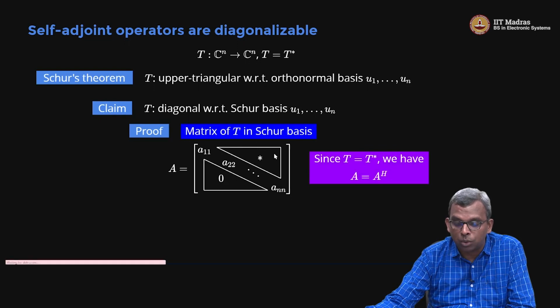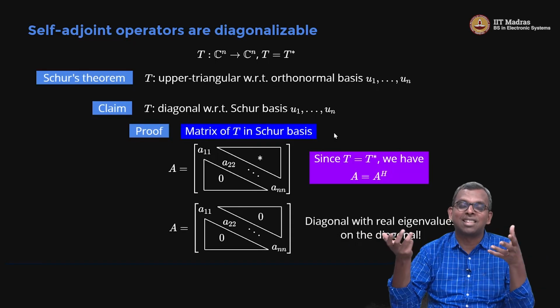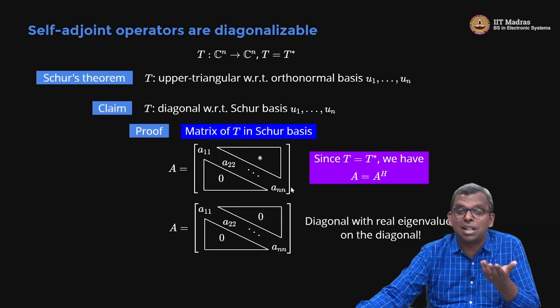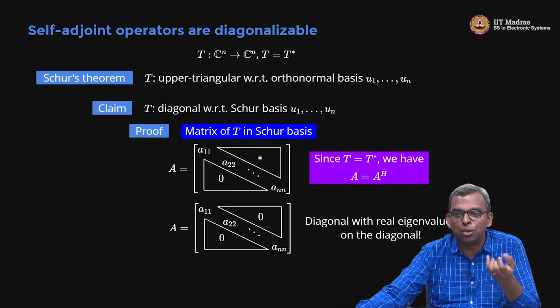Only if this guy is 0, right? This guy has to be 0 and the diagonal elements have to be real. Okay, that's it. It's as simple as that. There's nothing in that. So if you look at this matrix, an upper triangular matrix, if it has to be self-adjoint, it better be diagonal with real elements on the diagonal. What else can it be, right? So you can't get anything else.